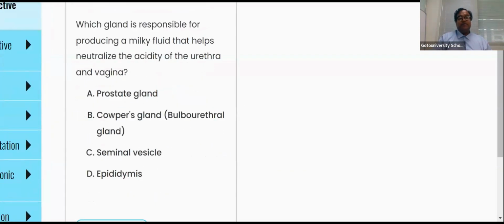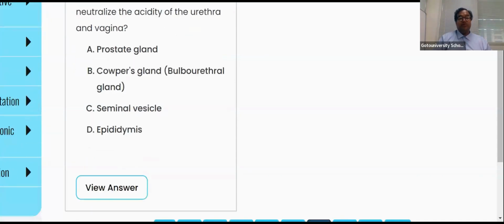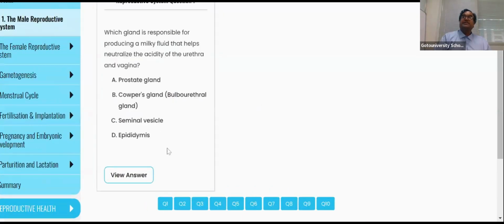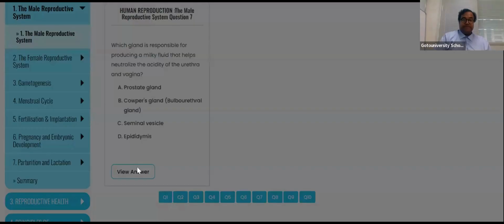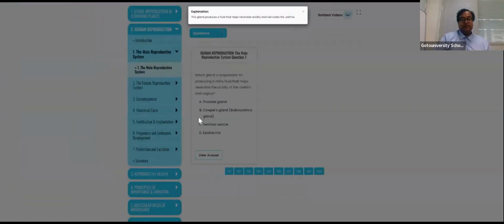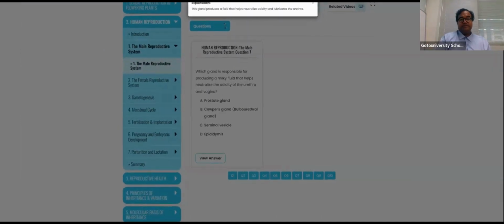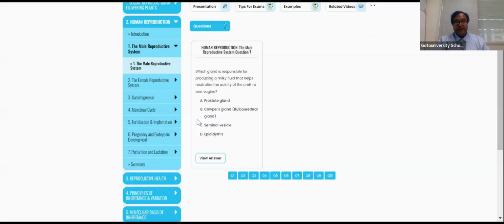Which gland is responsible for the production of milky fluid that neutralizes the acidity of the urethra and vagina? Is this the prostate, bulbourethral gland, or seminal vesicle? If you're looking at this, who is the major contributor? Can anyone of you say? The gland that helps with the acidity of the urethra, everything is okay. The answer is the prostate gland. Is that the correct answer, right?